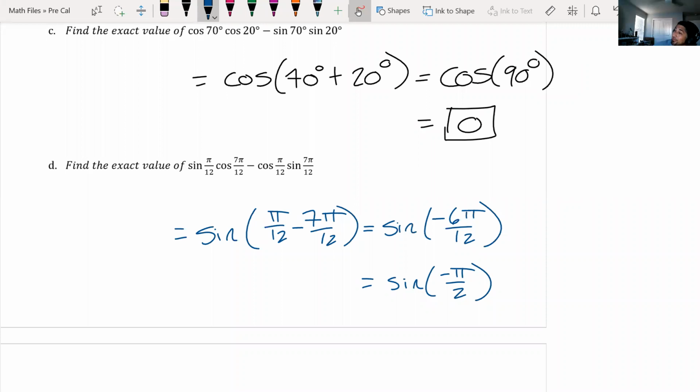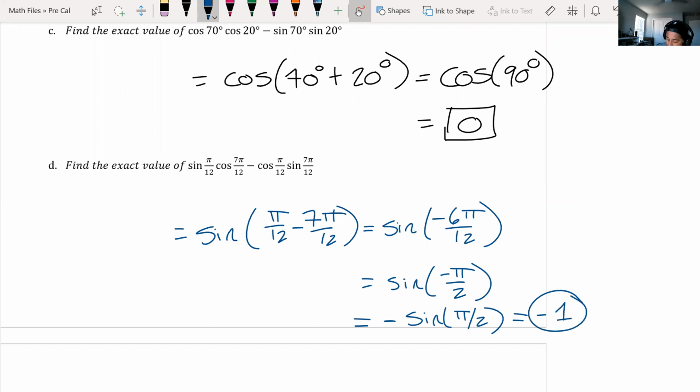But sine is what type of function? Even or odd? Odd. So I can rewrite this as negative sine of pi over 2. And now, what is the value of sine at pi over 2? 1. But what's waiting on the outside?